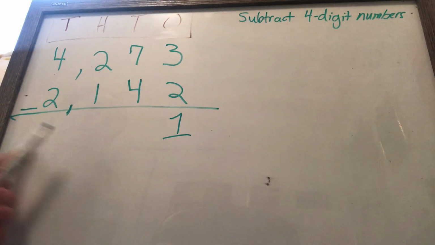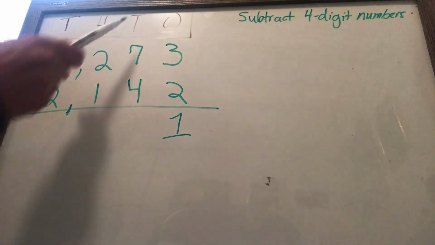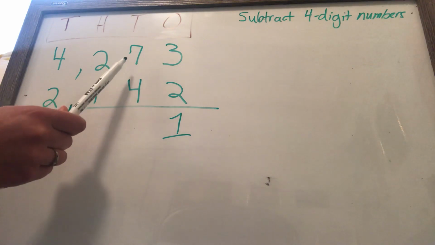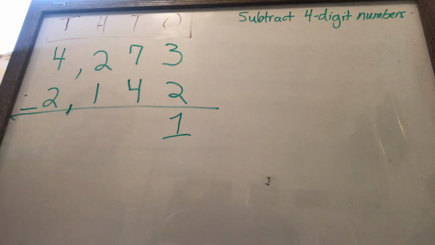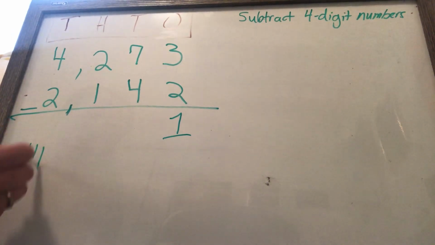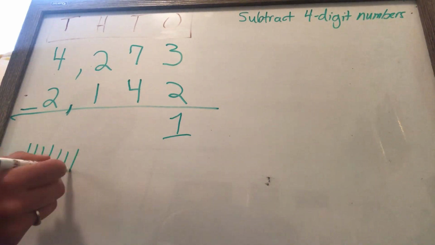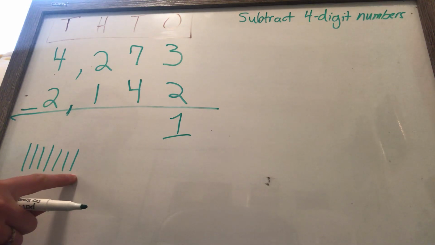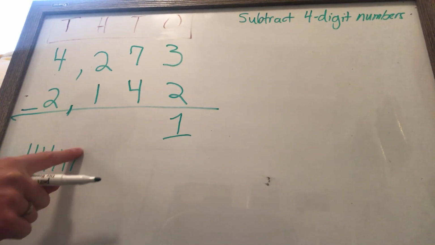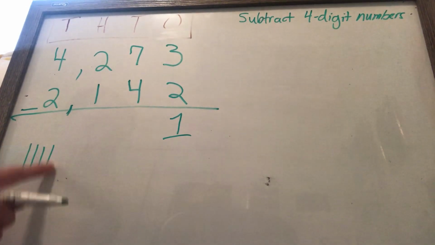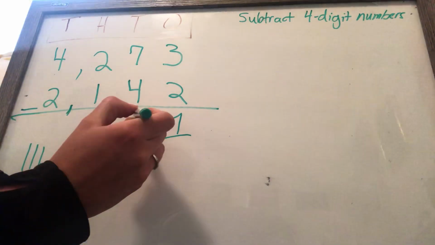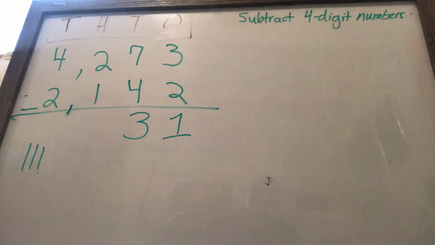Okay? Now, move on to our tens place value. If I have 7 to begin with and I take away 4 tens, 1, 2, 3, 4, 5, 6, 7, I start with 7 tens and I take 4 away. I'm going to erase 4. 1, 2, 3, 4. I am left with 3. So now we have 3 tens.